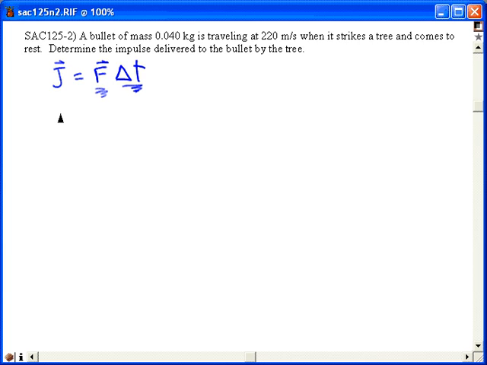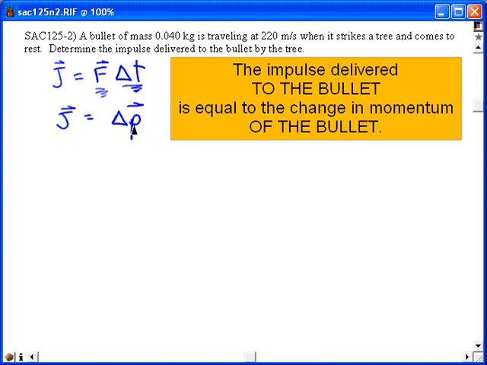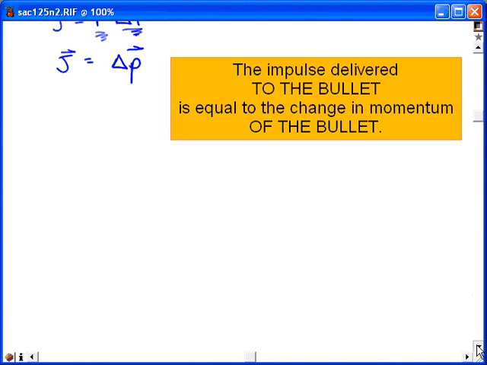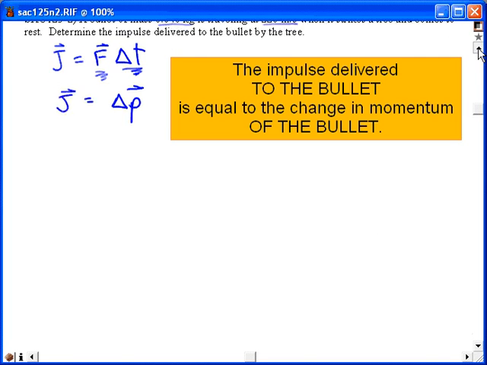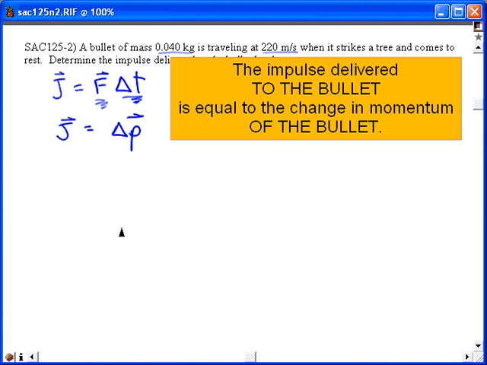However, the impulse-momentum relationship states that the impulse is equal to the change in momentum. Here we've got enough information to calculate the change in momentum. Momentum, P, is just mv, and we've got the mass and the velocity in the before picture, and it comes to rest, so the momentum in the after picture is 0. So we can use this J is equal to delta P idea, the impulse-momentum relationship, in order to calculate the impulse. I call it coming in the back door, where the front door would be using the definition.